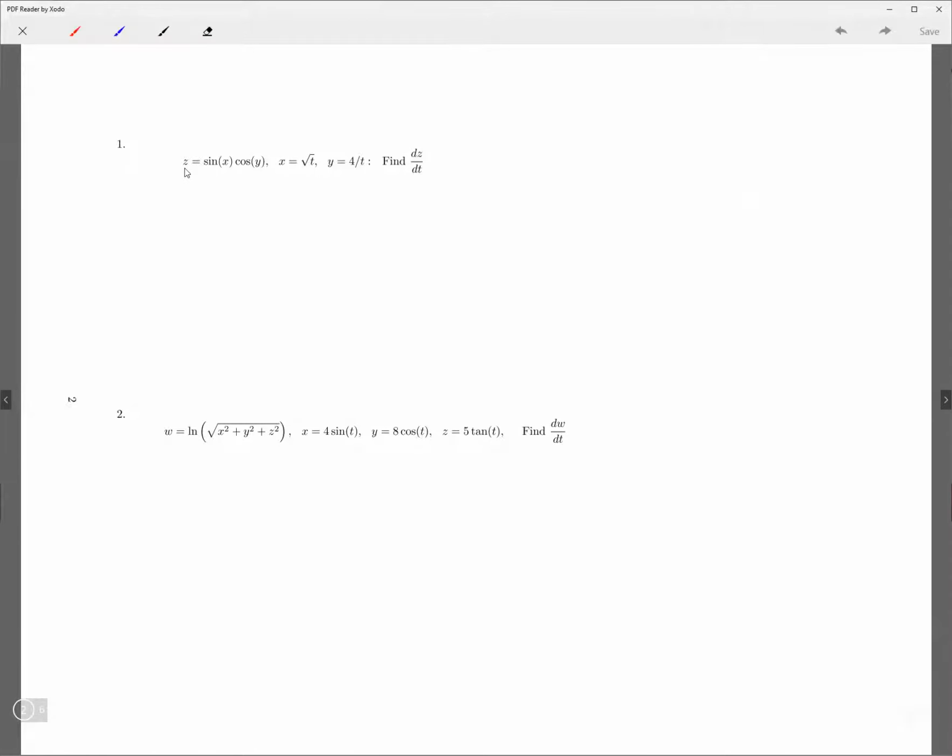And according to the first page, it's going to be the partial of z with respect to x times dx dt plus the partial of z with respect to y times dy dt. So all paths from z to t and multiplying out, and that's going to give you the answer. Okay, so basically we just have to calculate what these are. So partial of z with respect to x. So here, just look at that right there.